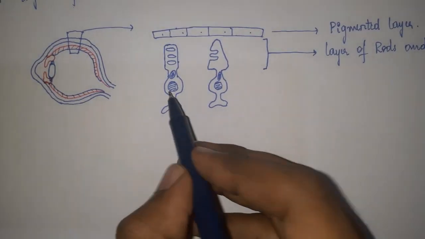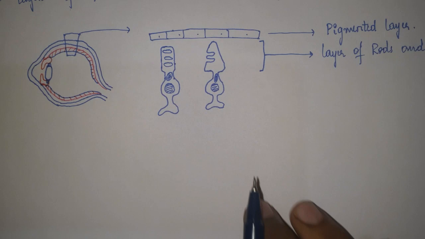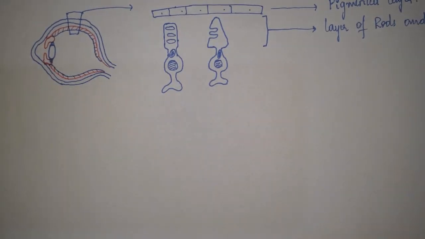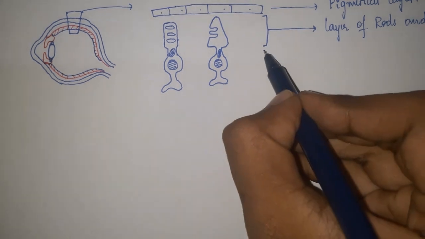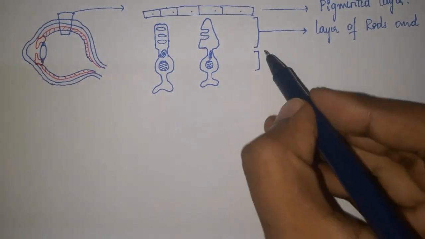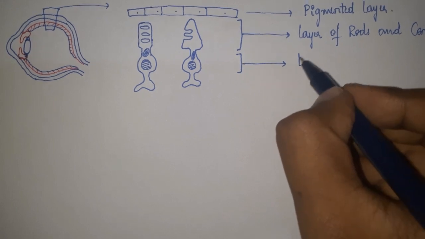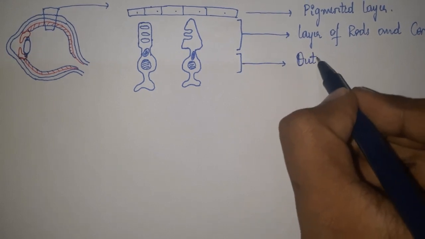Now here comes the nucleus. The next layer is the outer nuclear layer, which contains only nuclei. This layer contains the nuclei of rods and cones. This layer is the outer nuclear layer.